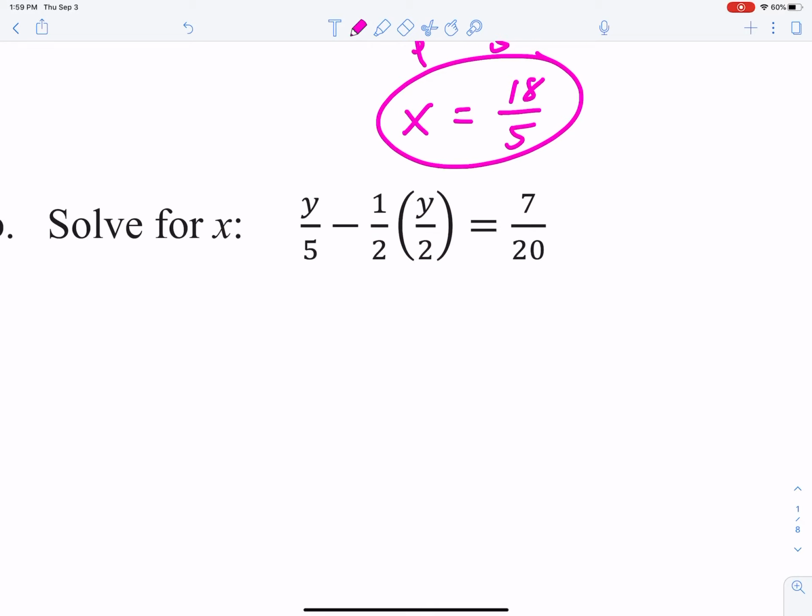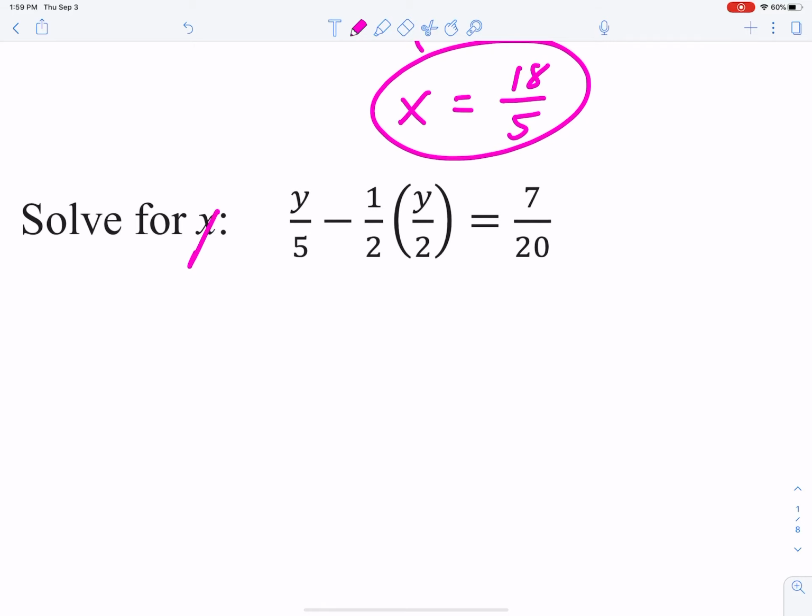All right, here's another problem. Same thing, it's a typo. Of course, that should be solved for y. Y is the variable here. Okay, so we're looking at this kind of a mess a little bit. So we're going to clean this one up before we start finding the common denominator.